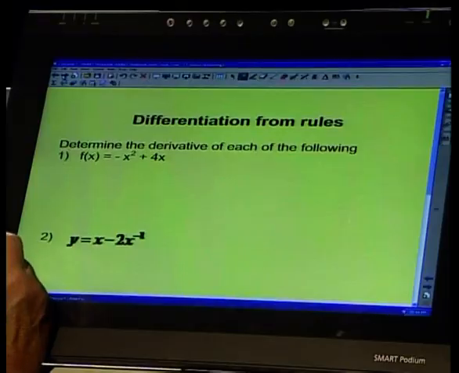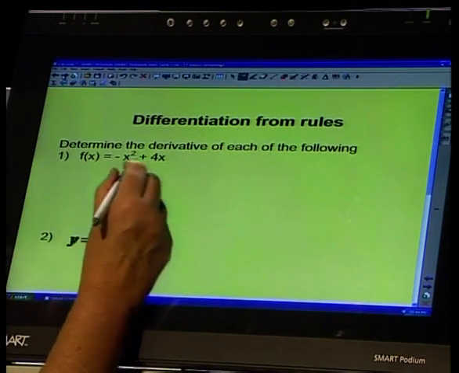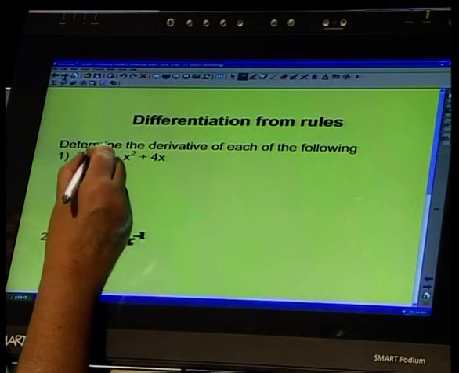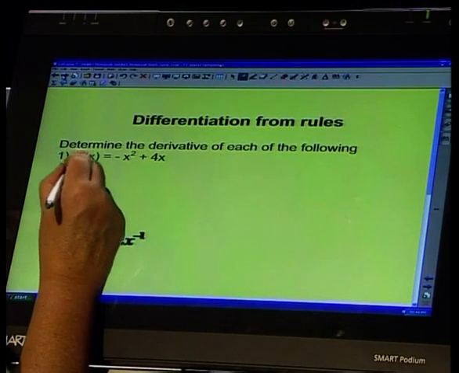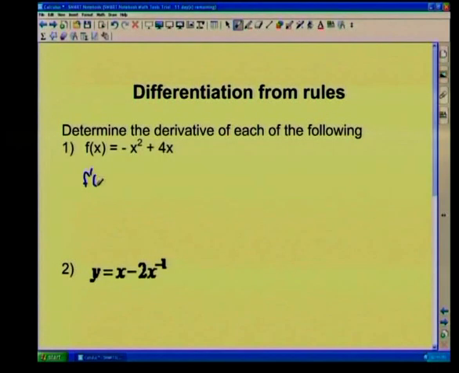I'd rather let us move on and do some examples and show you how it works. All right, let's look at the examples. Determine the derivative of each of the following. Now, you might notice I haven't given you a notation to use, but by doing this, I've sort of set the tone. So in other words, if I want the derivative of this, I want f dashed x.